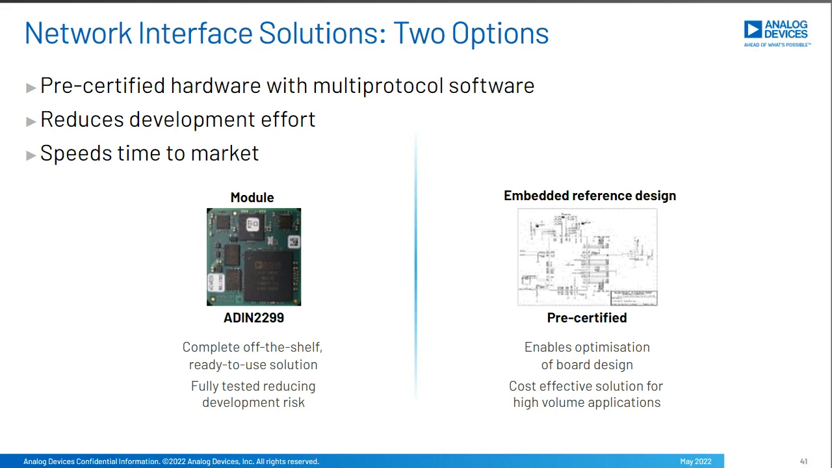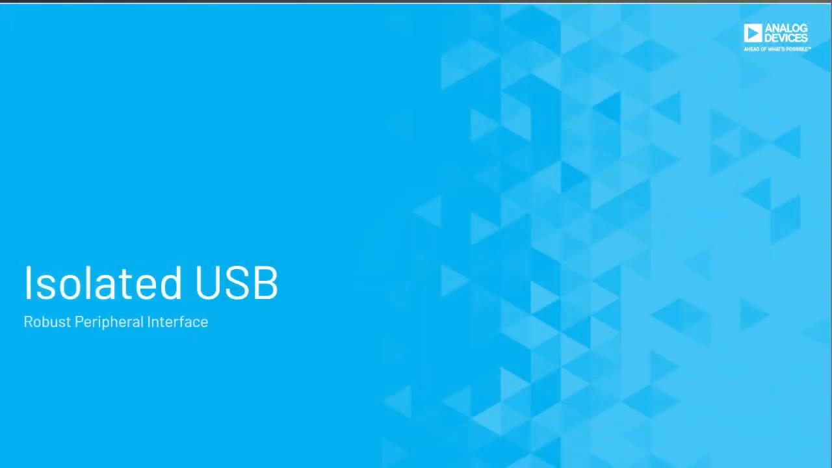Now, up until now, we've been describing edge and field communication technology, and now Neil will take you over connecting to end equipment. Okay, thanks, Hector. So now let's take a look at options for isolating USB, which is really a way to provide a robust peripheral interface to any of the pieces of equipment that would exist on your factory floor.